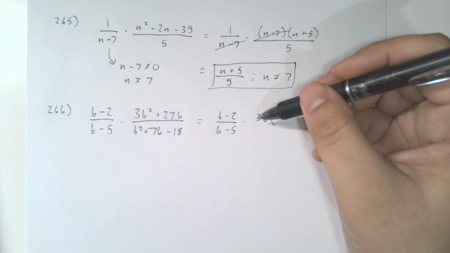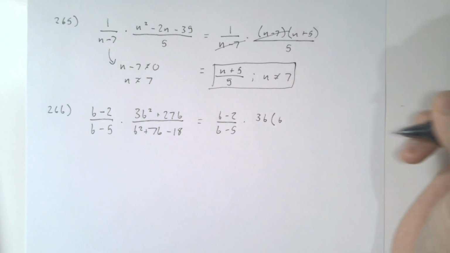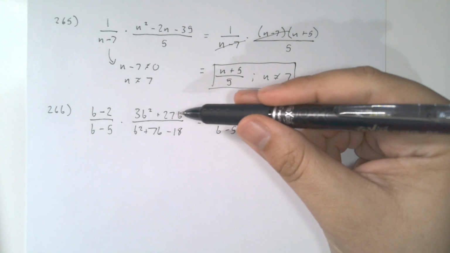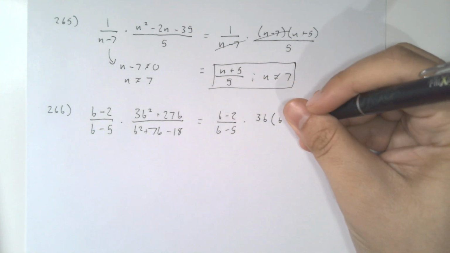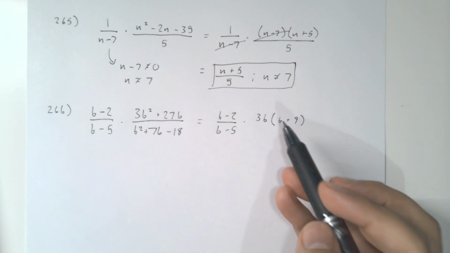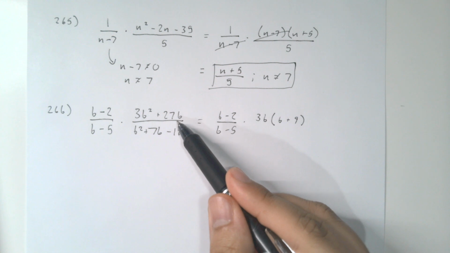So 3b times what gives us 3b squared? That would be b. And 3b times what gives us 27b? That would be 9. So 3b times b plus 9 is equal to 3b squared plus 27b.